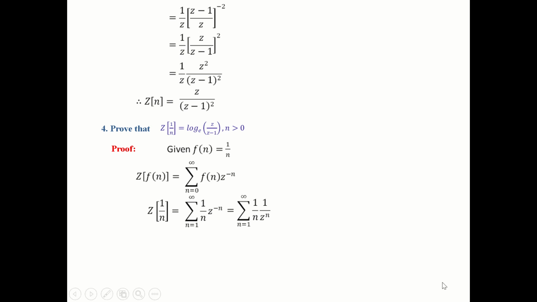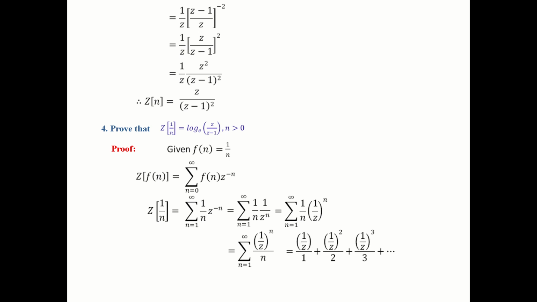Now you substitute the values of n and take the series summation, right? So you will get 1 by z by 1 plus (1 by z) square by 2 plus etc. So x plus x square by 2 plus x cube by 3 plus etc. is nothing but minus log (1 minus x). Instead of x you are having 1 by z, so you will get minus log (1 minus 1 by z). Taking an LCM inside the log, you will get minus log ((z minus 1) by z). This is equal to minus 1 into log ((z minus 1) by z).